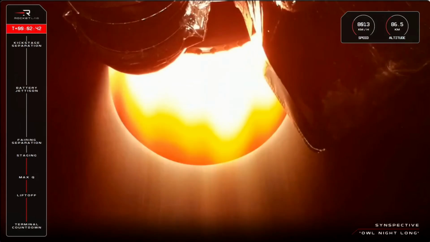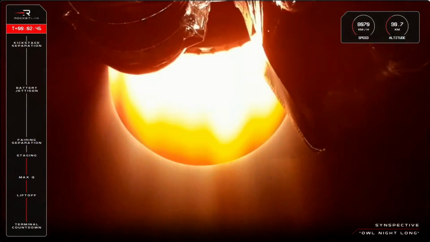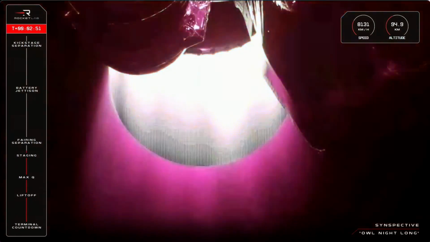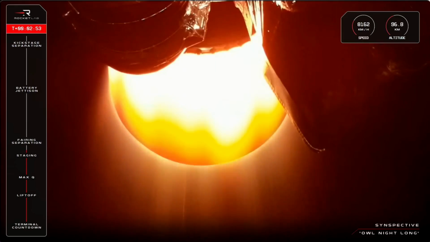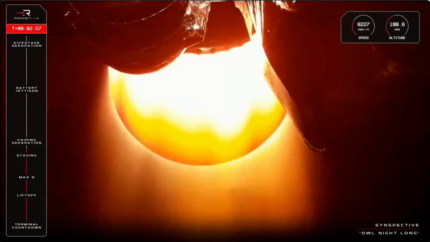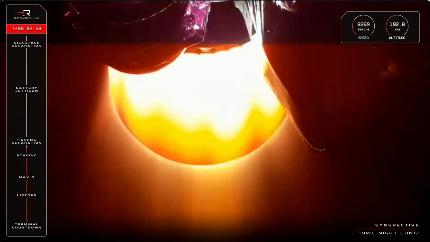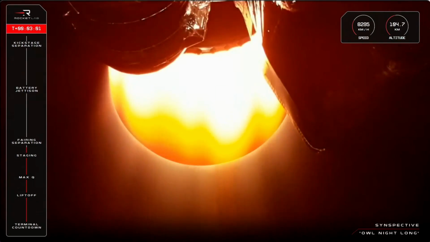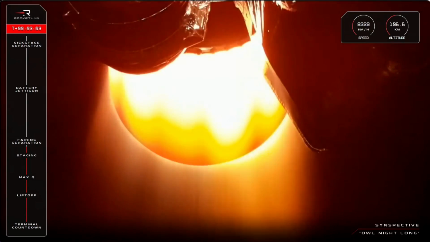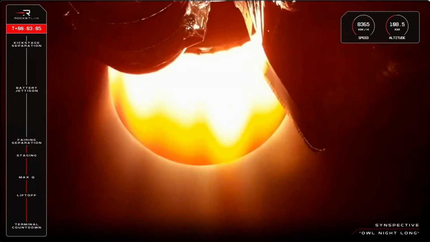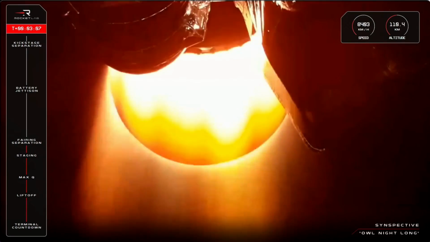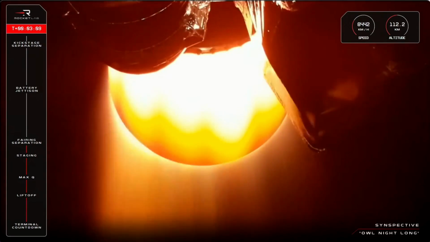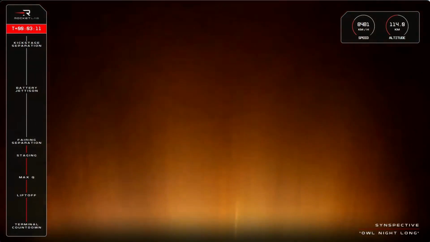Done, done, and done. And with that, we've confirmed MECO, stage separation, and ignition of the space-optimized Rutherford engine on the second stage. At this point, as Electron has cleared most of the Earth's atmosphere, it can also jettison the fairing, as it is no longer needed to protect the payload. Fairing jettison succeeded.